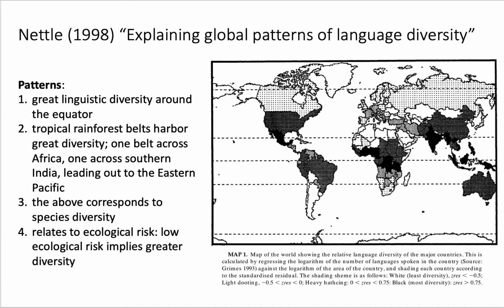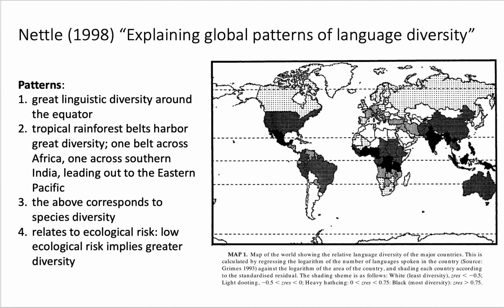So he observed the following patterns, that there is great linguistic diversity around the equator, especially the tropical rainforests. These have belts that harbor great diversity. There's one belt across Africa, there's one belt kind of in Southeast Asia or southern India leading out into the Eastern Pacific all the way into Papua New Guinea. And what he noted was that these patterns of linguistic diversity correspond to species diversity, right? So where we find lots of languages, we also find lots and lots of different species.